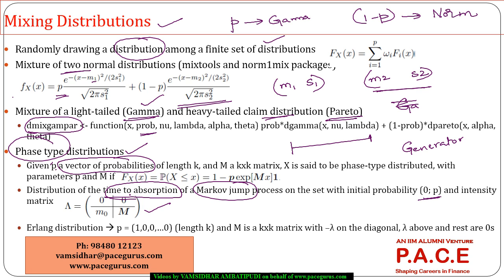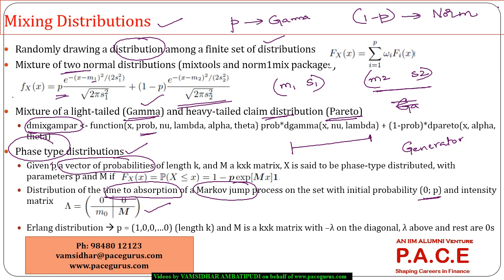And even the phase type distributions, especially the Erlang distribution, are there as part of the Actuar package. You can explore that kind of phase type distributions also as part of the Actuar package. So that's where the richness of the Actuar package comes up. Not just the very common kinds of distributions, but the most heavily used distributions across the actuarial world are present in this Actuar package.